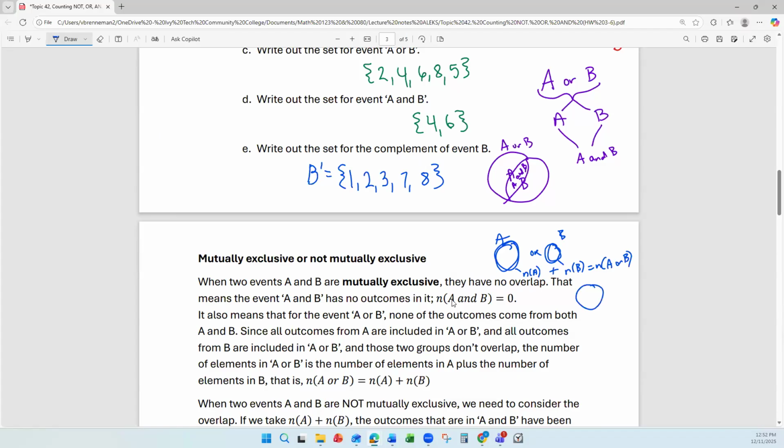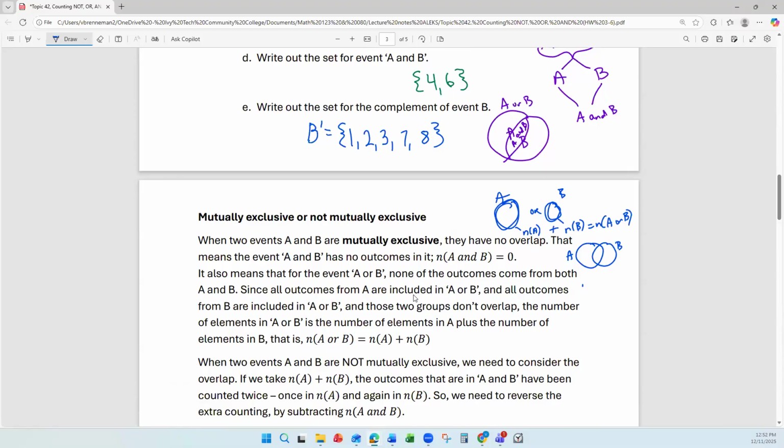If there's overlap in A and B, then if we just take the whole number in A and the whole number in B, well, then they've both included the overlap. So that got counted twice. We don't want to have that happen. So then we have to subtract the overlap, which is A and B. Not because it's not included at all, but because we don't want to include it twice.